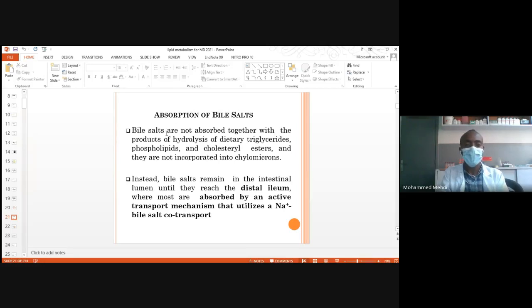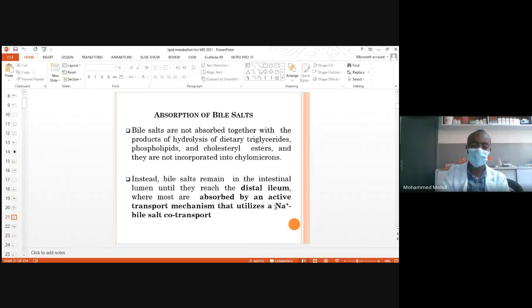Bile salts are not absorbed together with the products of hydrolysis of dietary triglyceride, phospholipid, and cholesterol ester. They are not incorporated into chylomicrons in the enterocytes. Instead, bile salts remain in the intestinal lumen until they reach the distal ileum, where most are absorbed by an active transport mechanism that utilizes sodium bile salt co-transport. So it is sodium dependent. With sodium, it will be transported into enterocytes.